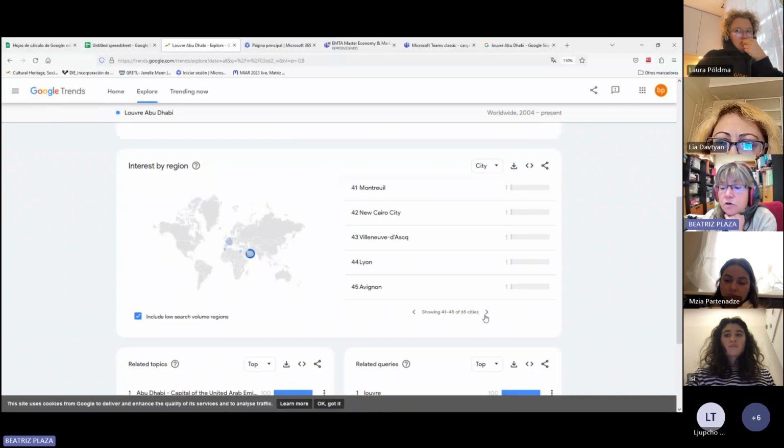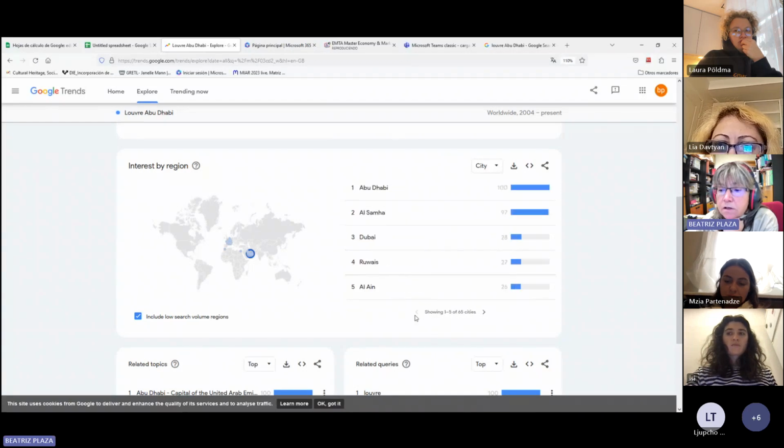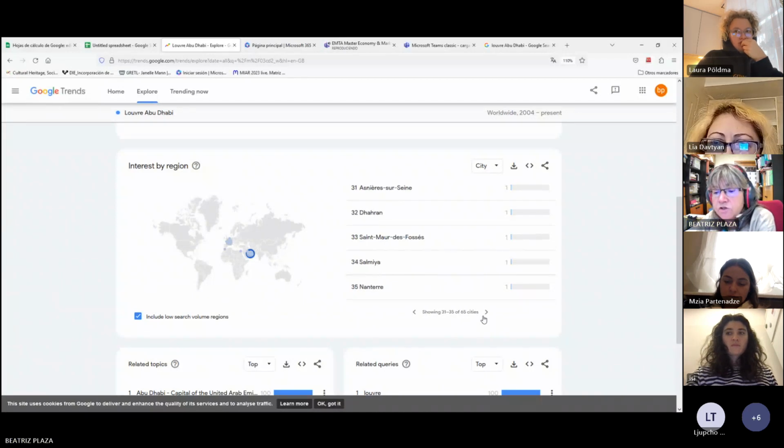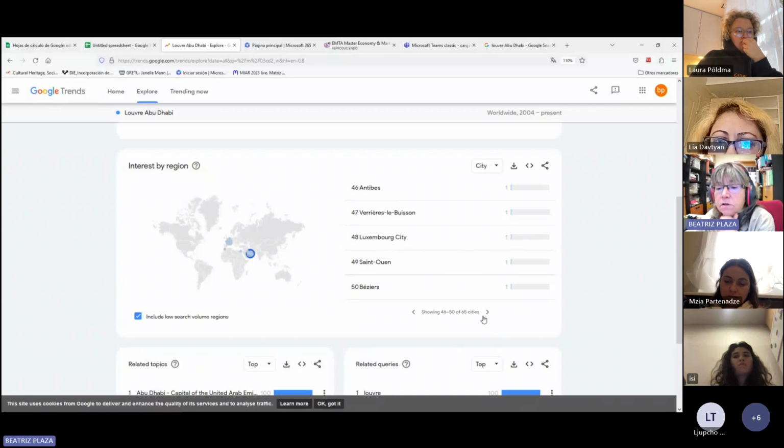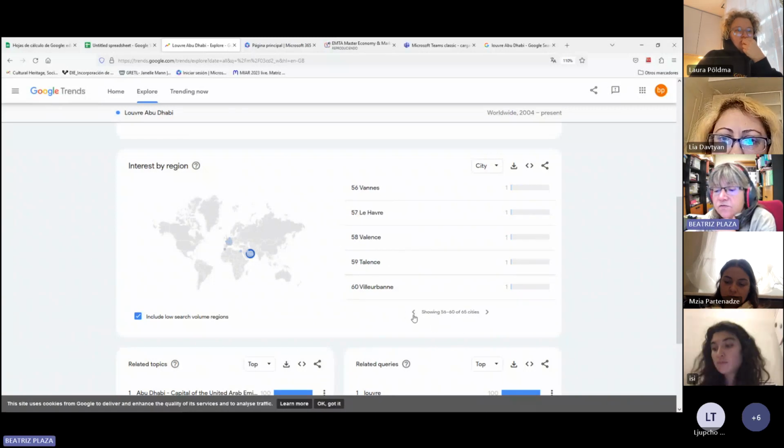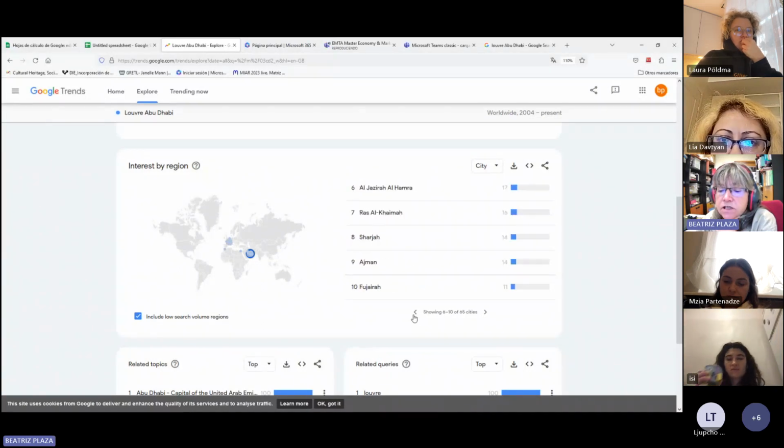This is very useful because you can see the interest in your cultural infrastructure. If you are the head of marketing of a cultural institution, you can have a clue here of from where they are Googling your cultural institution. So it is very useful to have this information. Can you see this?